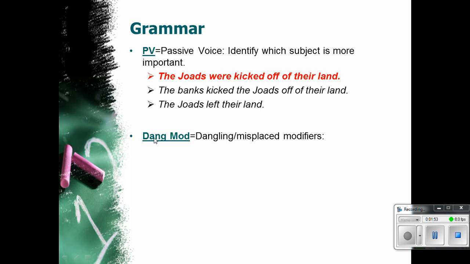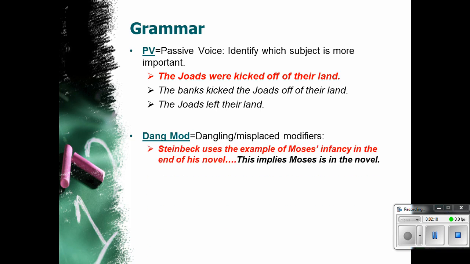If you see DANG MOD in your paper, that means you have a dangling or misplaced modifier. This is a little harder to explain in a short period of time, and you definitely can access some of the other websites that I have listed at the end of this lecture: the Grammar Girl website, the Owl Purdue website. But simply speaking, a misplaced modifier is when you have phrases next to each other, and one phrase is supposed to modify another, but it's not next to the phrase it's supposed to be modifying.